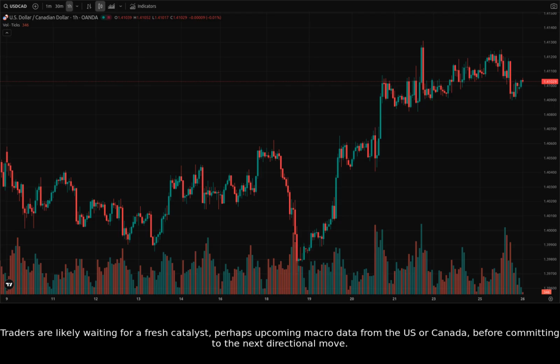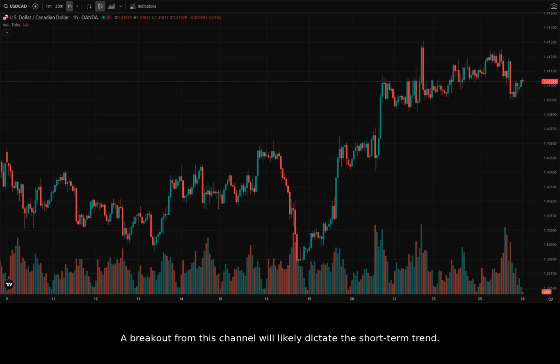Traders are likely waiting for a fresh catalyst, perhaps upcoming macro data from the US or Canada, before committing to the next directional move. A breakout from this channel will likely dictate the short-term trend.